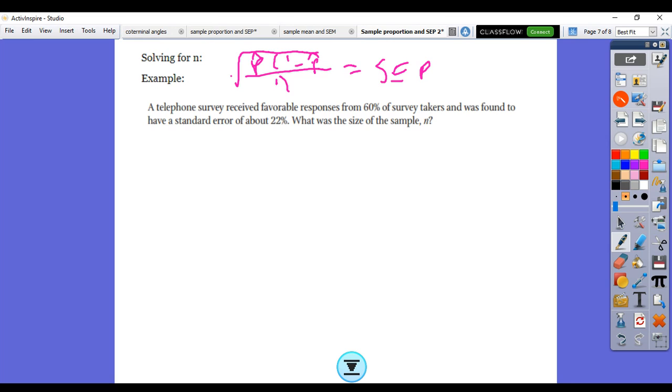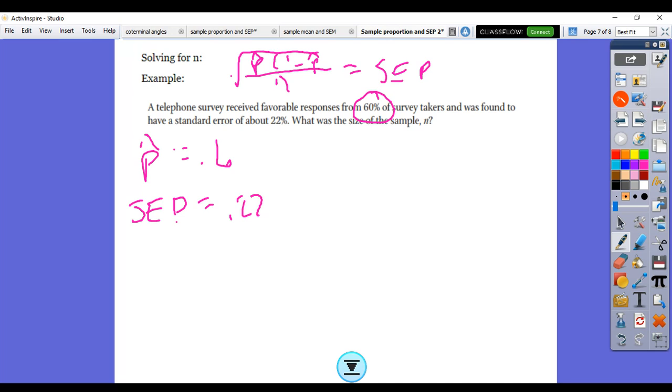When you get further on in statistics, there's a little more to it. But just to give you some basics, we're going to say a telephone survey received favorable responses of 60%. So there's your p hat, 60%, so p hat is 0.6. And then the error was about 22%. So what was the sample size?